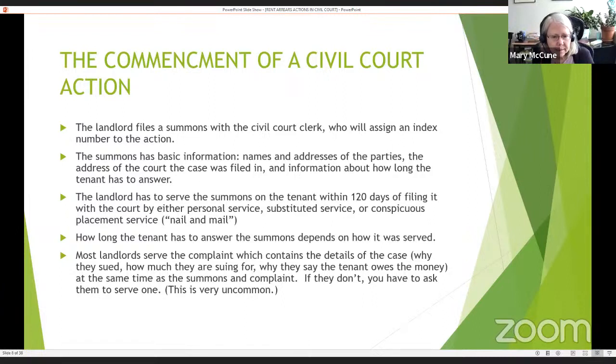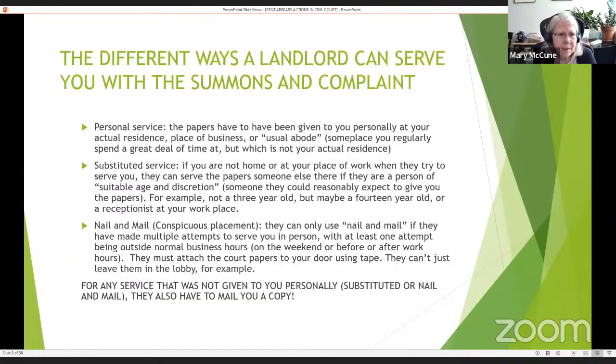How long the tenant has to answer the summons depends on how it was served. And one additional note, most landlords serve the complaint, which is what has the details of the case, the facts supporting their claims, like why they sued, how much they're suing for, why they say you owe the money. Most of the time they give you that paper at the same time as the summons. I see I wrote "as the summons and complaint." That's wrong, it's "as the summons." If they don't, you have to ask them for it. It's pretty uncommon, but it does come up. So I just wanted to mention that.